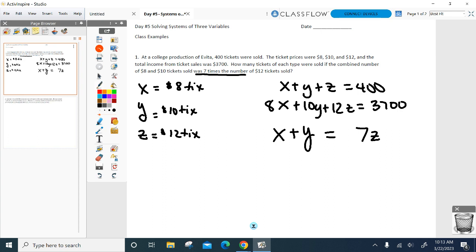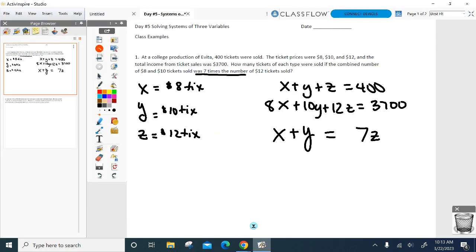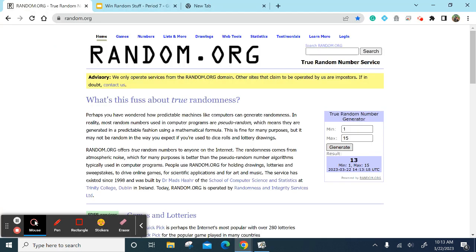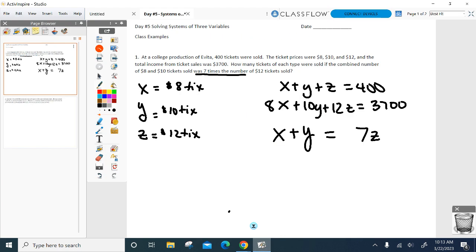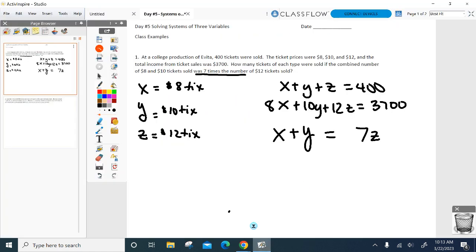Suggestion, please. Make sure X, Y, and Z are all on the same side before you begin. All right, so yes, this is the correct equation, but I am going to adjust it because I want all my X's, Y's, and Z's on the same side. So how do I move that 7Z over? How do I move it over? Thank you. Let's roll. How do I move it over? How do I move it over?